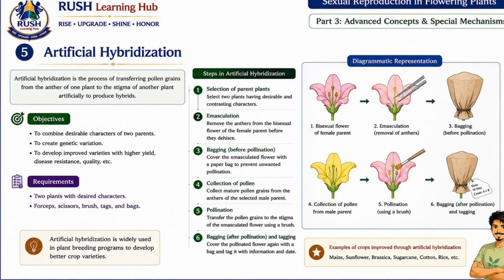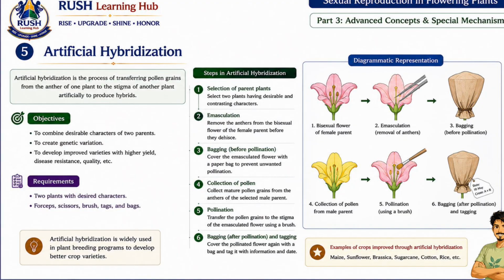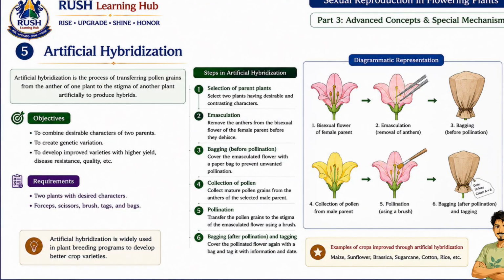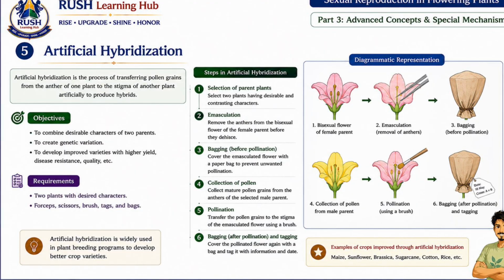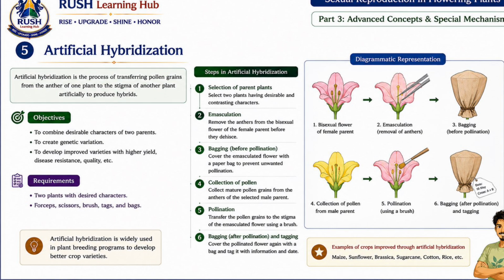Step 4. Collection of pollen. Mature pollen grains are collected from the selected male parent plant. Only healthy and viable pollen grains are chosen for pollination. Step 5. Artificial pollination. When the stigma of the female flower becomes receptive, the collected pollen grains are carefully transferred onto it using a brush or other suitable method.